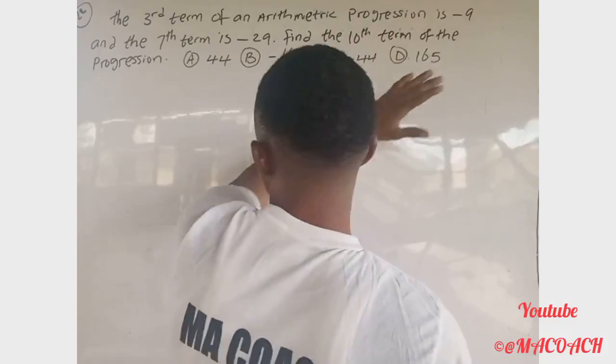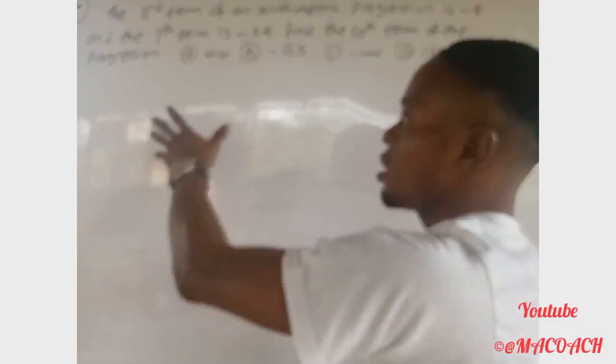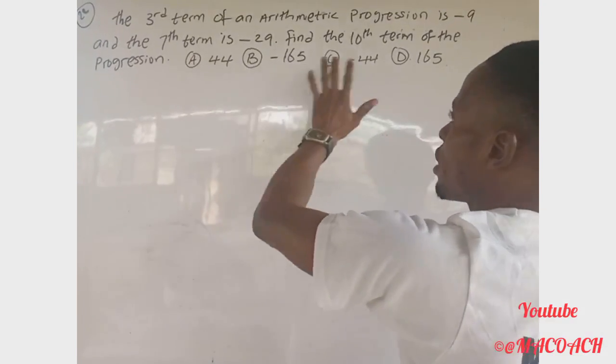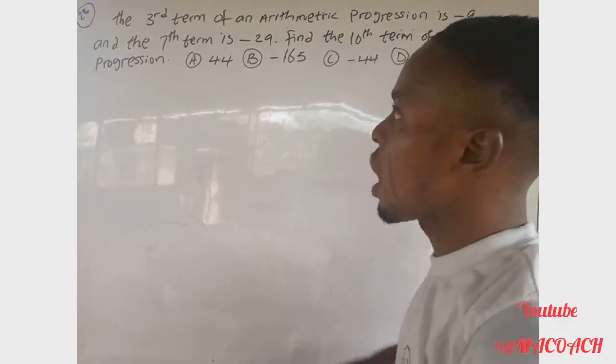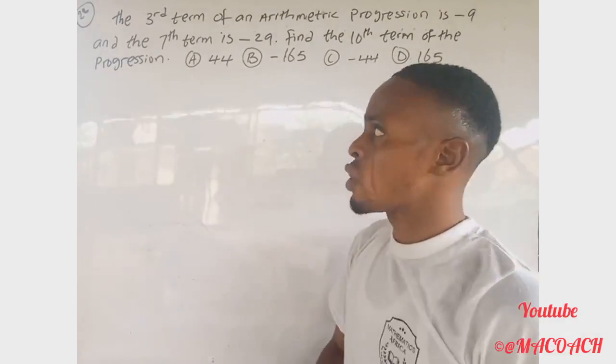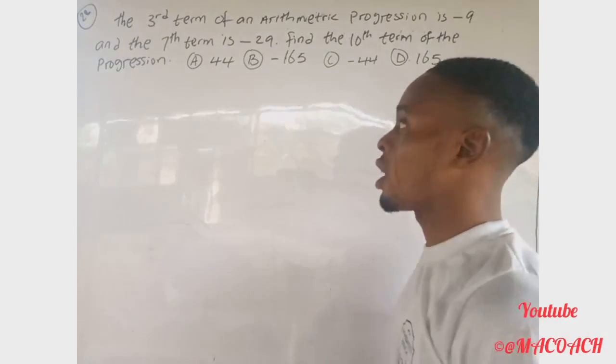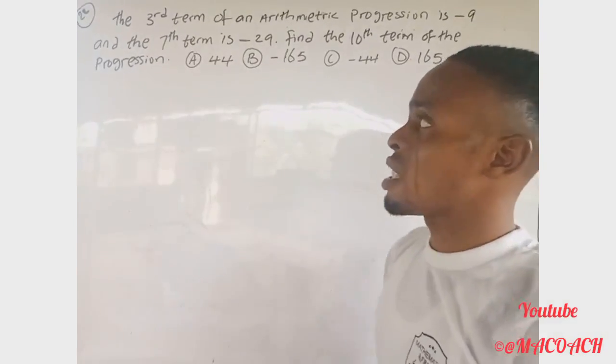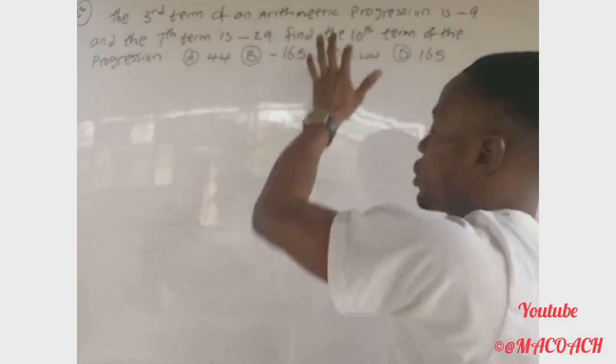Find the 10th term of the progression. Here are the options we are given: A, B, C, and D. So how will we solve this question? The first thing to do is to remember the topic. This topic is AP, because it's giving us a progression. They are talking about AP.